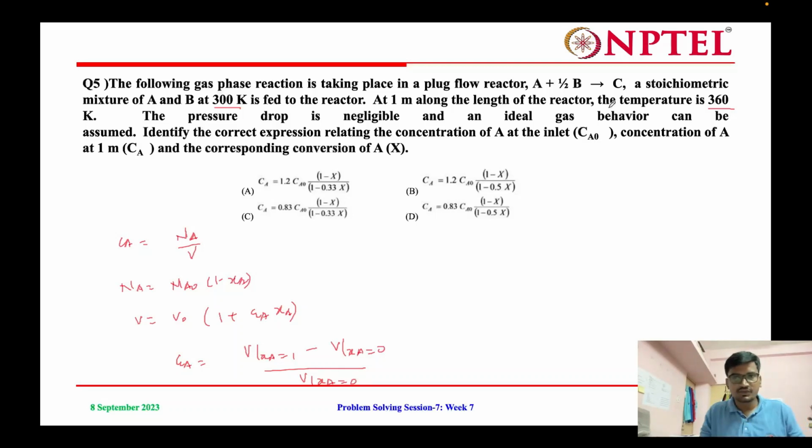So here the equation is given as A plus half B gives C. Under ideal conditions, volume percent equals mole percent. So epsilon_A equals (1 minus 1.5) divided by 1.5, which is minus 1 by 3, right?